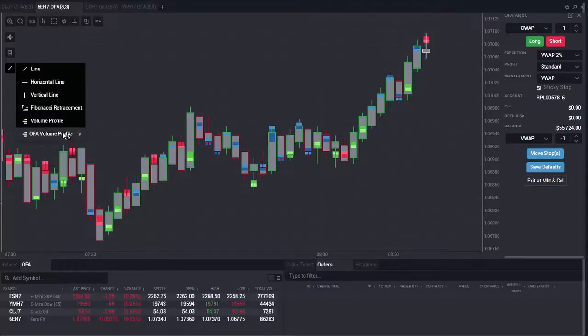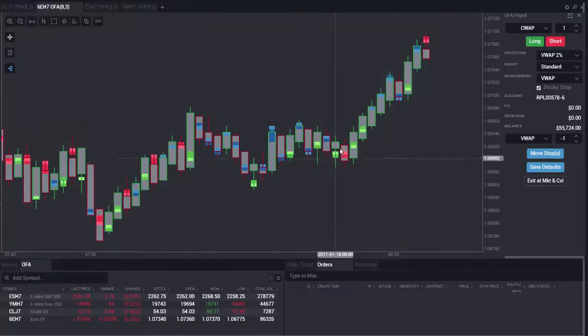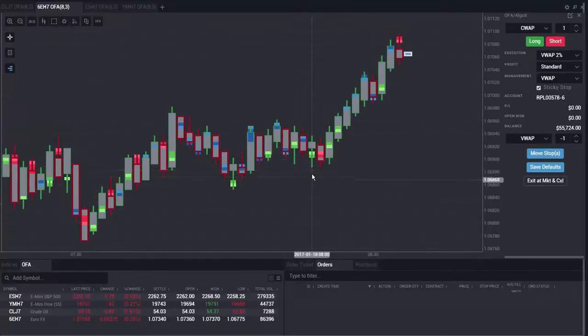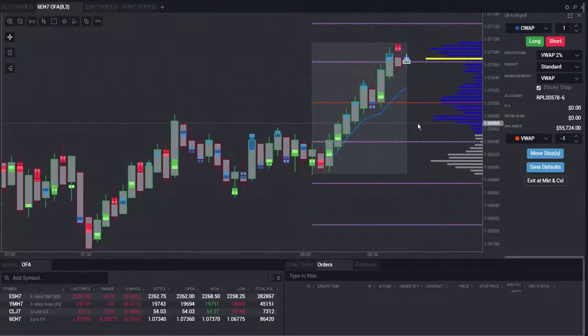So let's grab from the menu an active swing profile. I'm going to start right down here. The reason I'm starting at this point is because this is the lowest low at the beginning of the upswing that broke out of the consolidation. So I'm going to place it here and just drag it right on across and drop it on the right-hand margin.